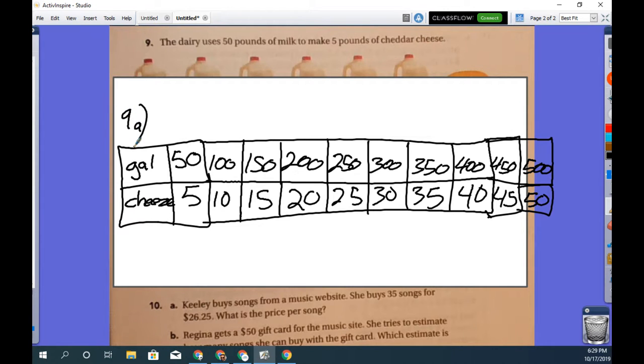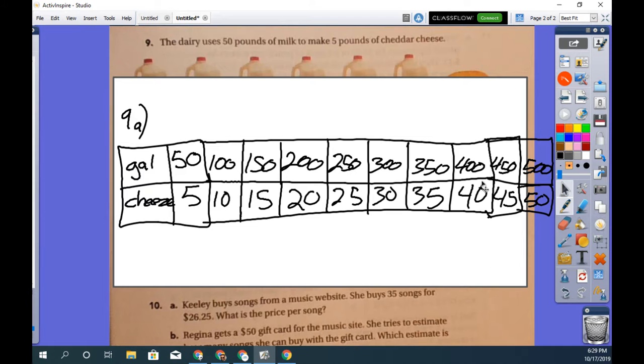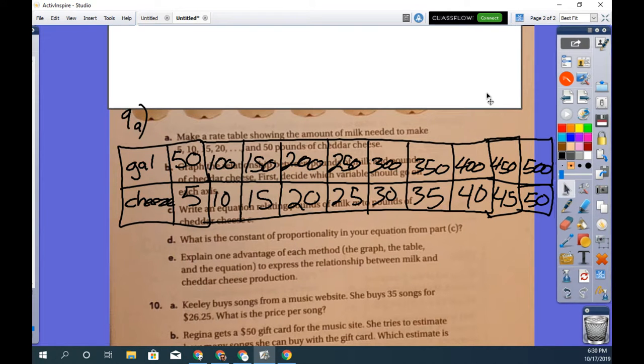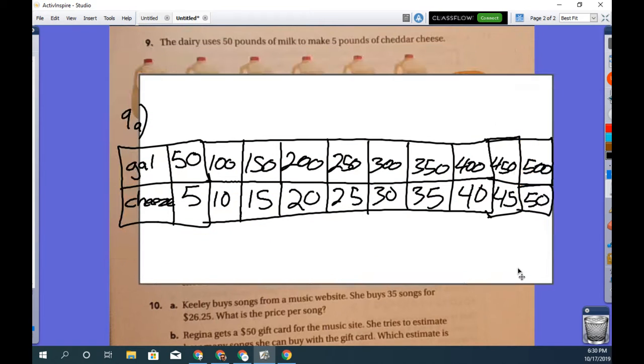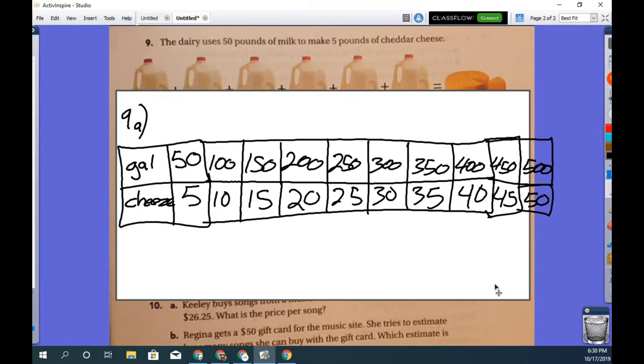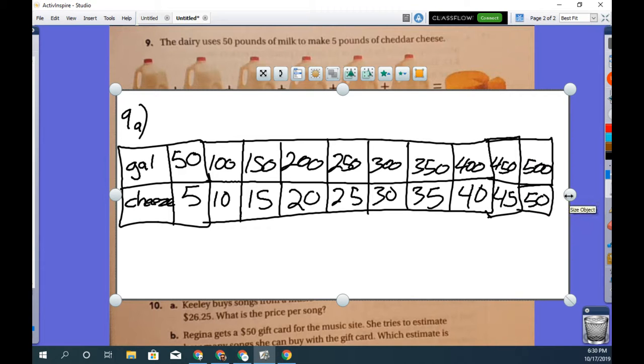We just needed to make a rate table. Let's go ahead and check that out. Yep, that's all we had to do for part A. 9A is make this rate table. And we have our rate table. So your student's rate table should look like that. Then we're going to go ahead and move on to 9C.